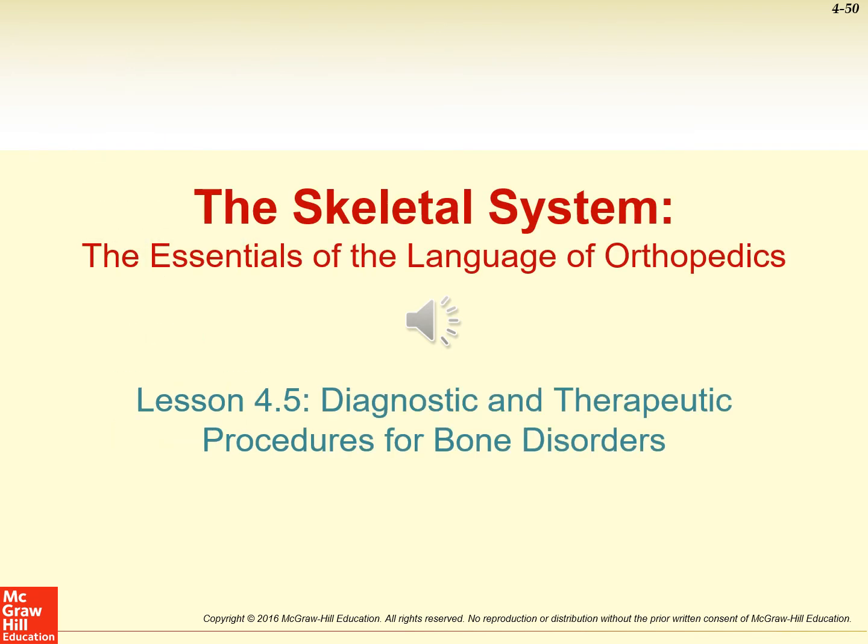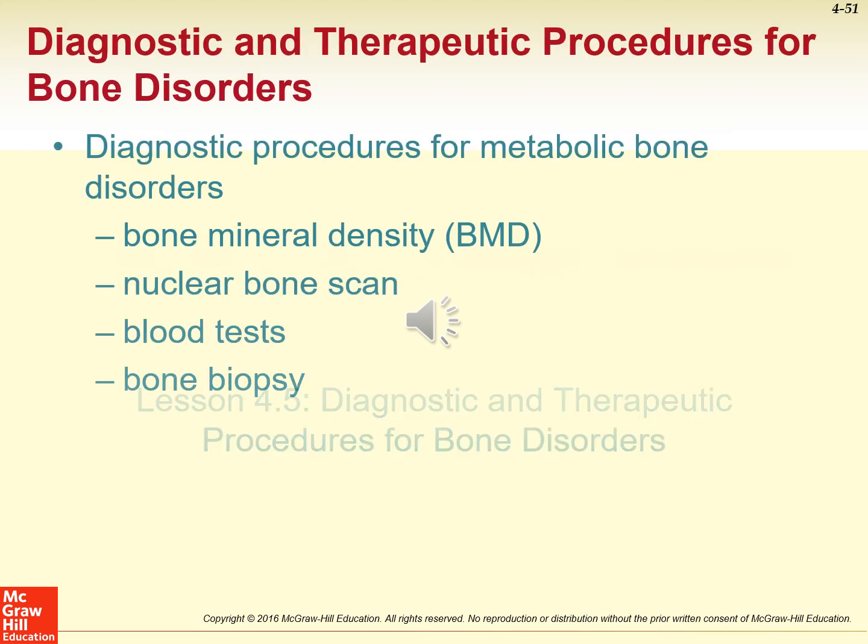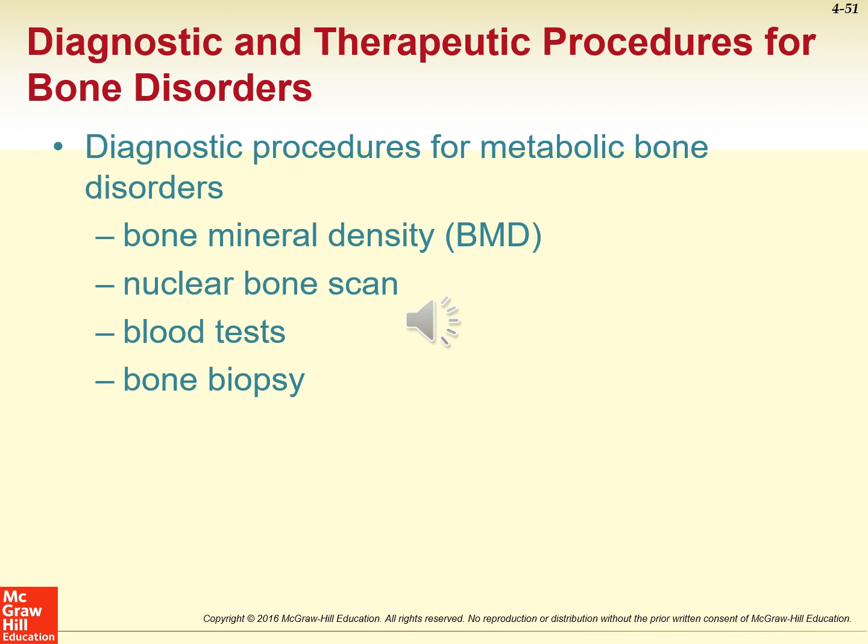Lesson 4.5, the diagnostic and therapeutic procedures for bone disorders. So bone mineral density, BMD, right? So that's the screening used to diagnose, right, and follow osteoporosis. All right, so now we have a nuclear bone scan. So that uses radioactive substances injected into the bloodstream and a specialized camera to show bone infection, fractures, arthritis, and bone cancers.